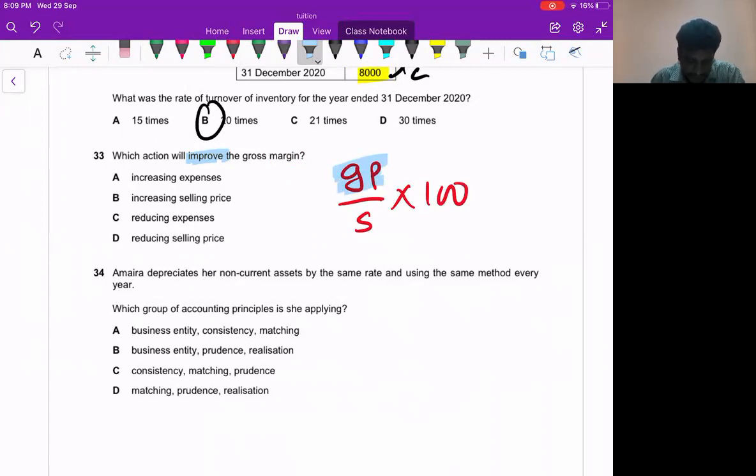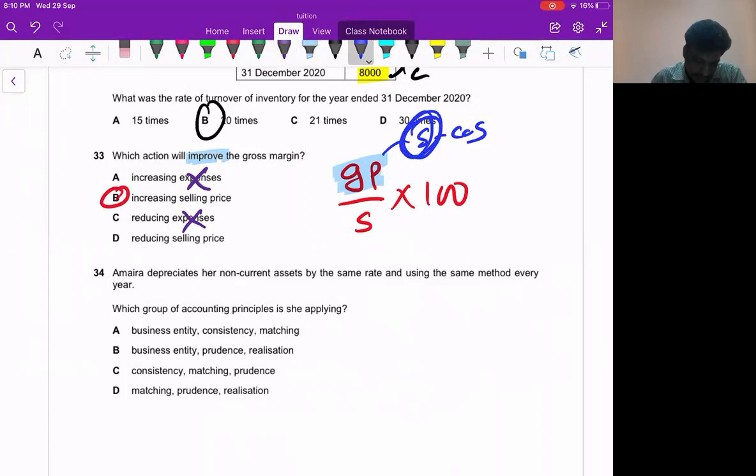Increase in expenses? Expenses and gross profit are not related. Increase in expenses and gross profit margin are not related at all. So to improve the gross margin, does the selling price increase or decrease? Selling price increase. Whenever your selling price increases, your gross profit will increase. Your gross profit better means your overall will be better. Inside here there is sales minus cost of sales, but this sales is increased.